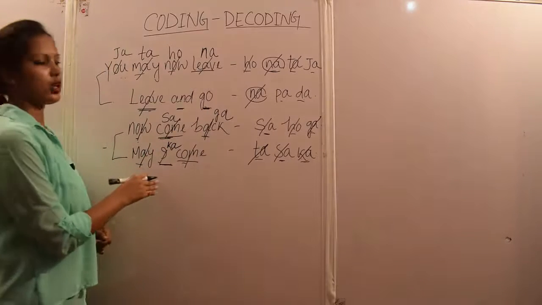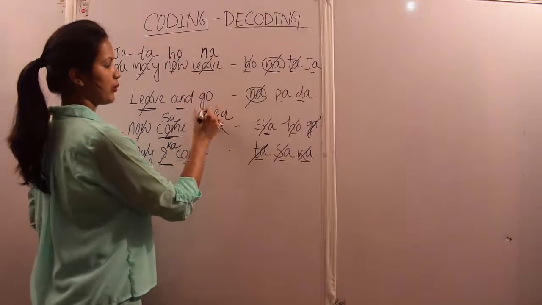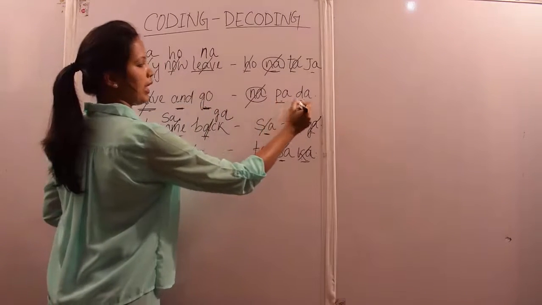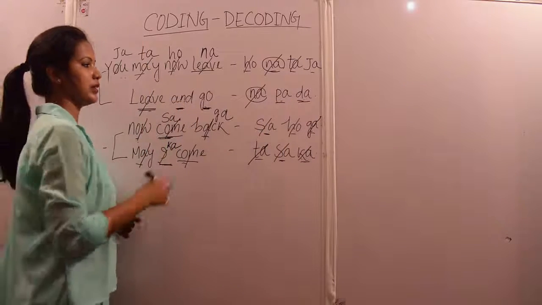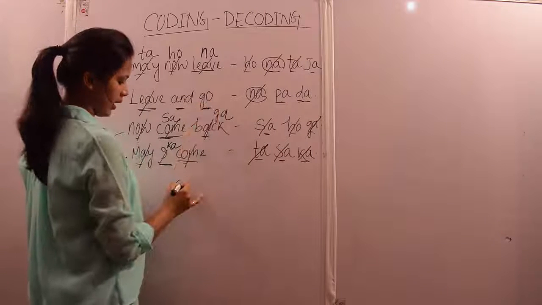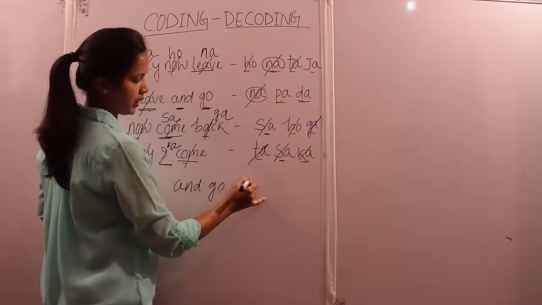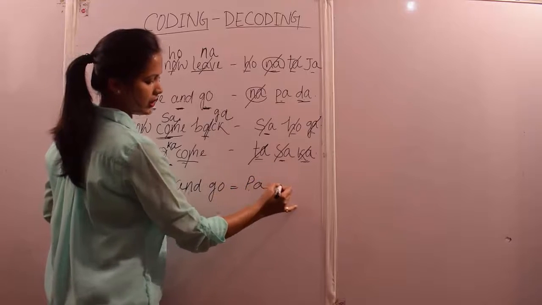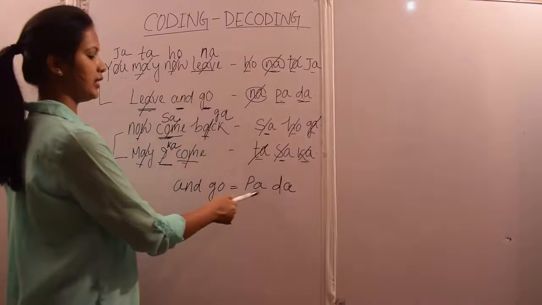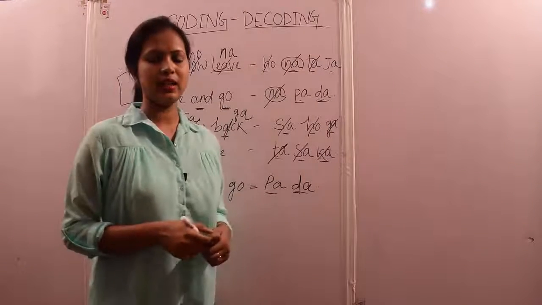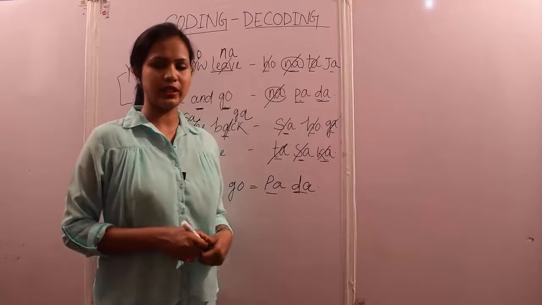So everything is solved. The remaining part is 'and go', and the remaining codes are pa and da, so we can tell 'and go' is coded as either pa or da. Okay, that's it. These are the types of questions generally coming in various competitive exams.